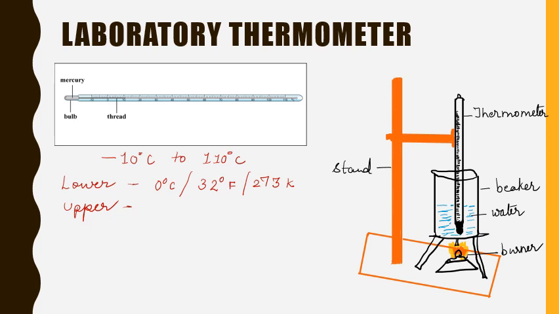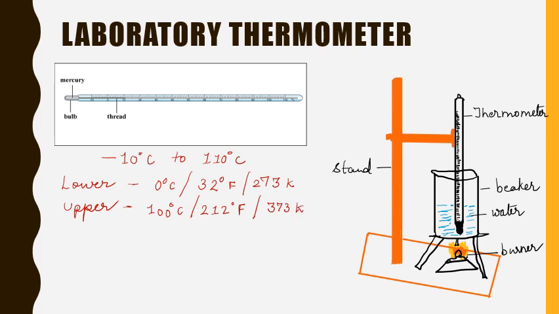Now the thermometer is kept in contact with boiling distilled water from which steam is coming out, and we know that it will occur only at 100 degrees Celsius. So the level at which the mercury level stabilizes is marked as the upper fixed point, which is 100 degrees Celsius, or 212 degrees Fahrenheit, or 373 Kelvin.